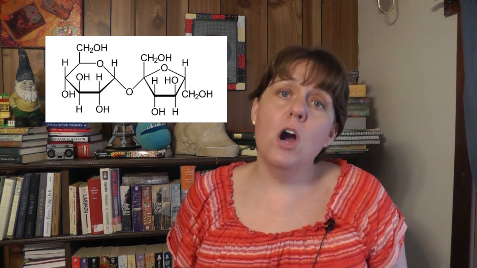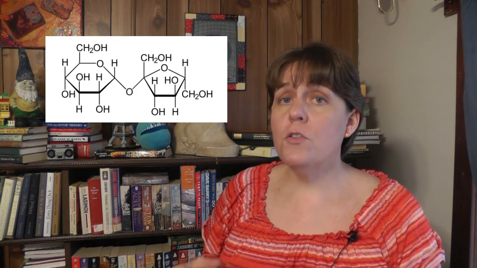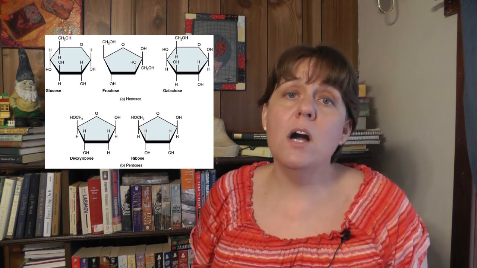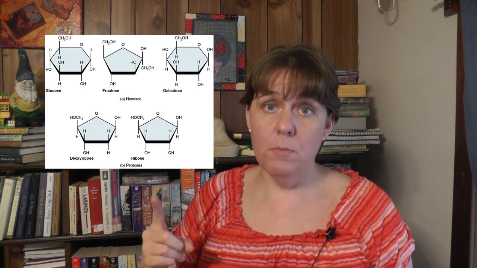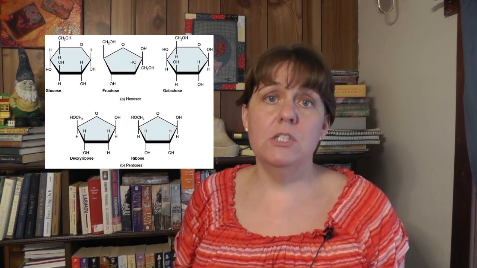Most organisms use carbohydrates for energy. You know what carbohydrates are. They're sometimes called carbs. They're the starches and the sugars. They're made up of carbon, hydrogen, and oxygen. Sugars are the monomers or building blocks, and we call them monosaccharides. Again, mono meaning one, and saccharide meaning sugar.